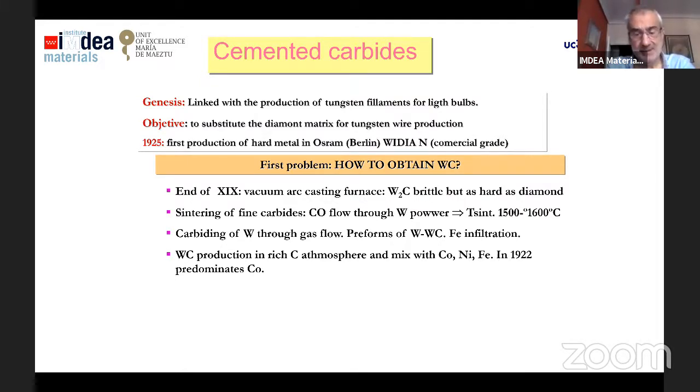So it was not easy. They did it from tungsten carbide, reducing by flows of carbon monoxide, sintering at high temperature, and then they could produce the tungsten carbide. Tungsten carbide was very difficult to sinter, and they thought of sintering with a binder of a metallic phase. They tested different metallic phases like nickel, like iron, or others. But at the end, the one that really provided a good microstructure and a good process was cobalt, for different reasons that we will explain maybe in another lecture.